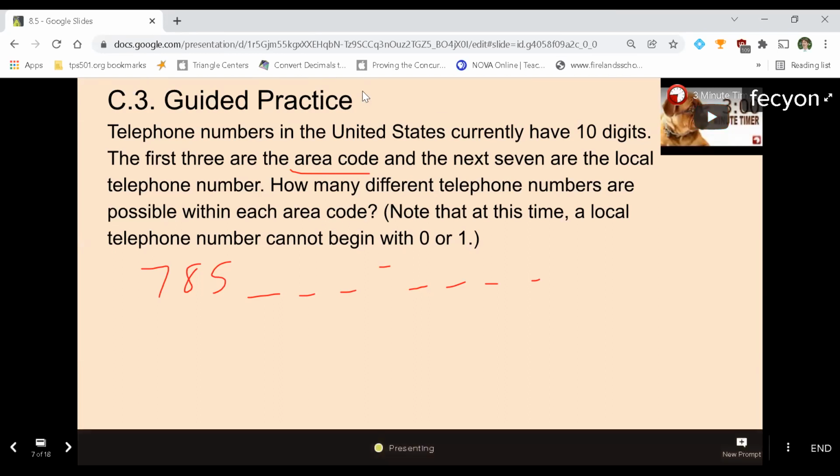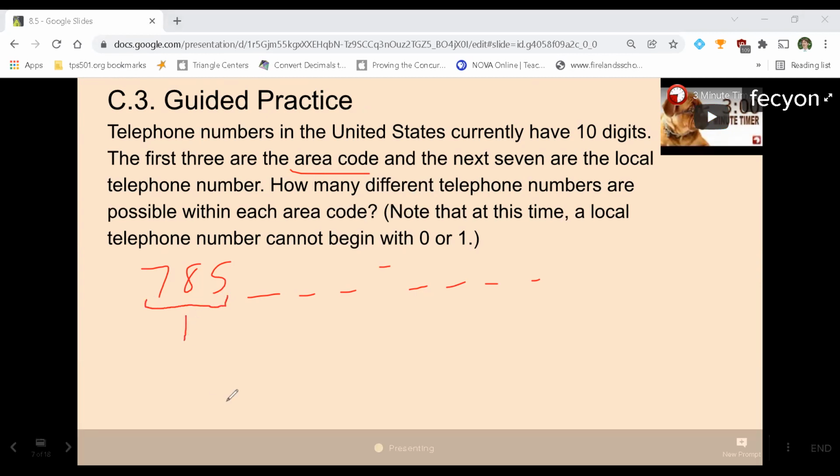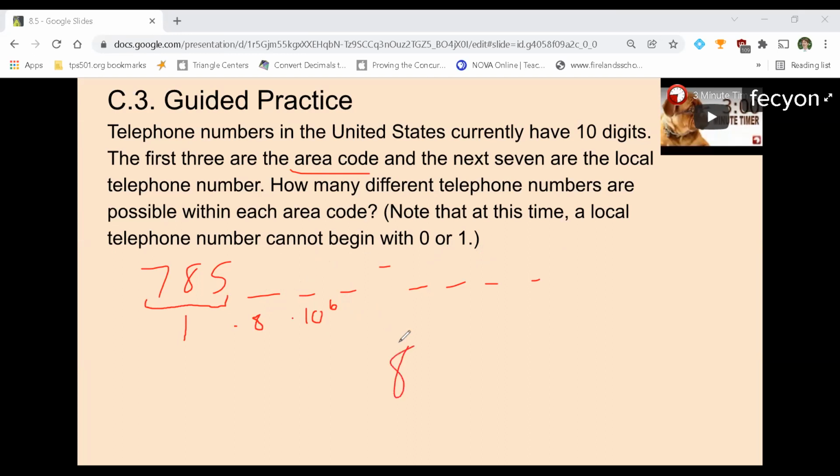Whoops. All right, for the area code, we only have one choice. I gave you that. That has to be 785. For this one, the first digit, how many choices do we have? 8. For the next digit, how many choices do we have? And again, so we totally have 1, 2, 3, 4, 5, 6. 10 to the 6. If you take 1 times 8 times 10 to the 6, you get the answer 8 million.